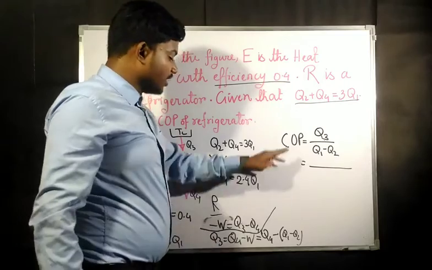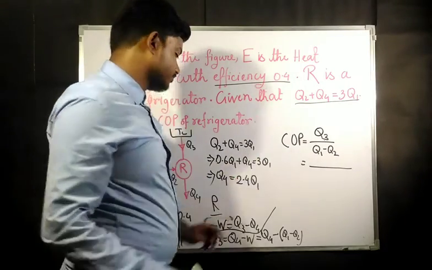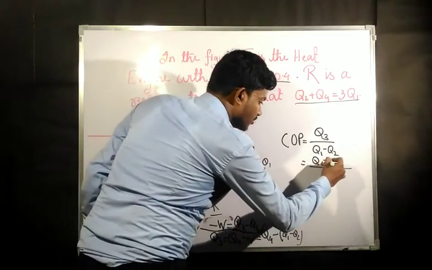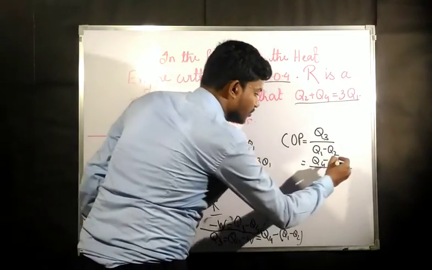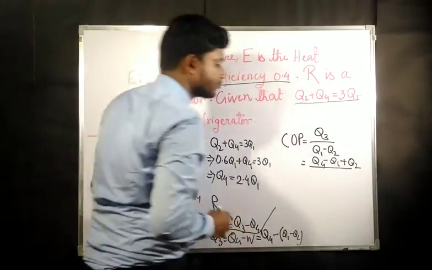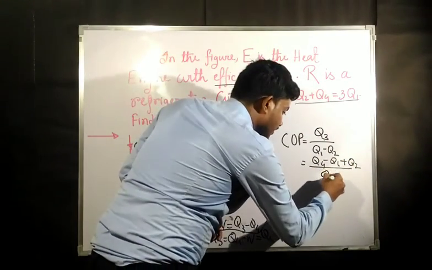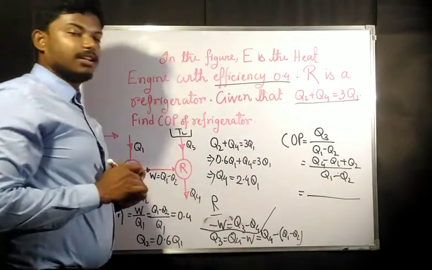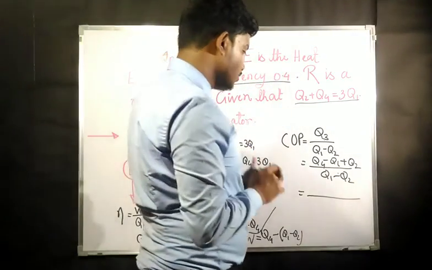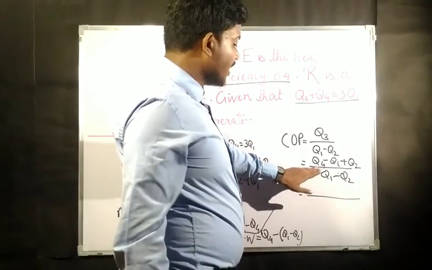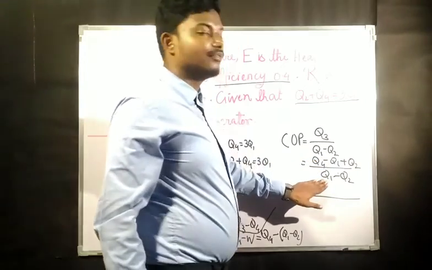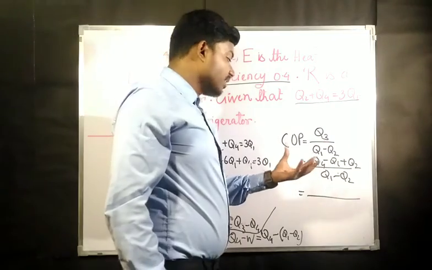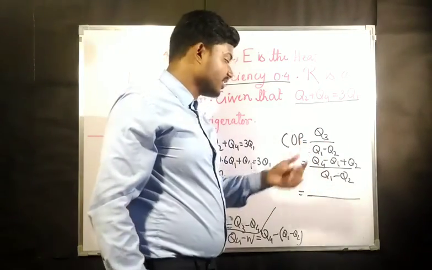So we are putting the value of Q3 here. What will be the value? Q4 minus Q1, and minus and minus is going to be plus, so plus Q2. And in the denominator it will be Q1 minus Q2. Now we need to combine all these Q2 and Q4 in terms of Q1, so that finally Q1 gets cancelled out and we get a value which could be our COP.